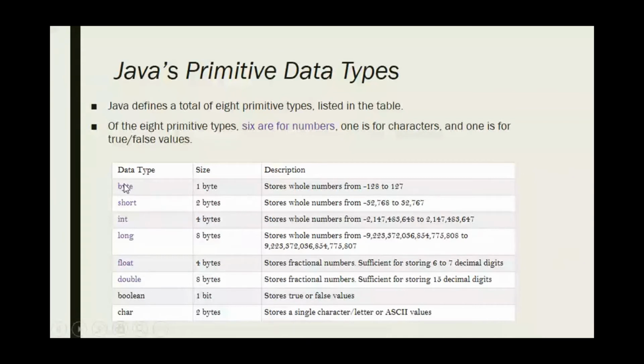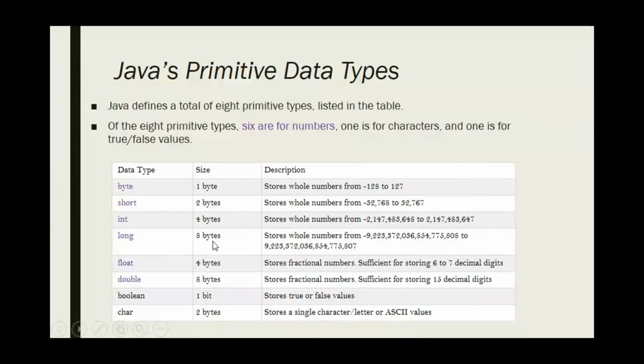From this, the first 4 will allow you to store whole numbers. Look at this. This will save whole numbers, meaning no decimal point. Look at the ranges. No decimal point from byte, short, int, and long. They only differ in terms of their size.